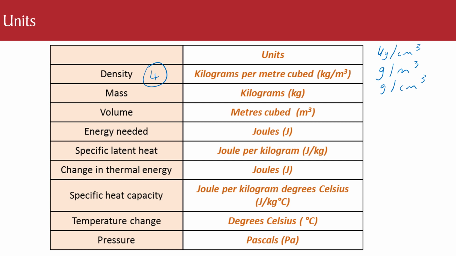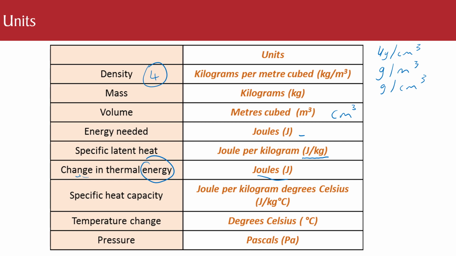Mass, kilograms. Volume, meters cubed. It could be centimeter cubed. Energy needed is joules. So as soon as it says anything to do with energy at all, it's always joules. Specific latent heat is joules per kilogram. Change in thermal energy. So even though it's change, it sounds a bit more complicated, if it's got energy in there, it's joules.